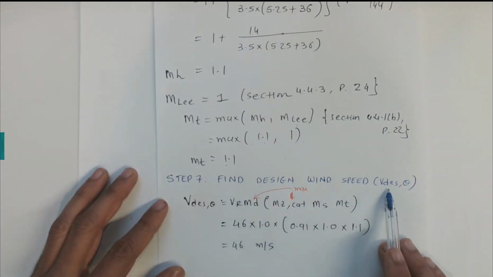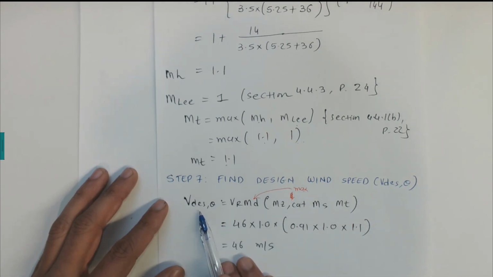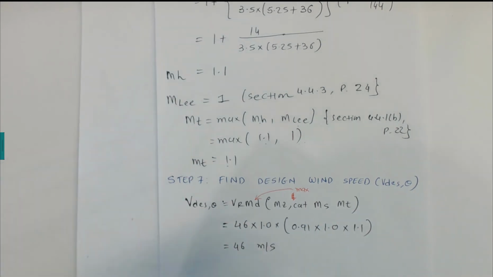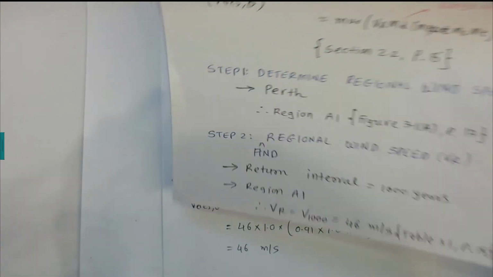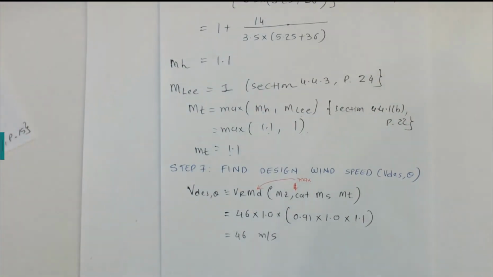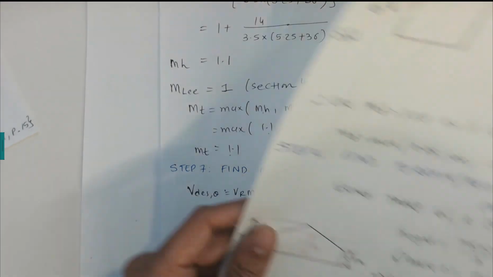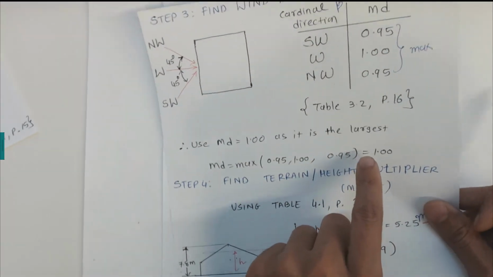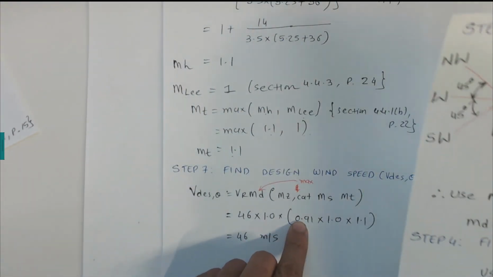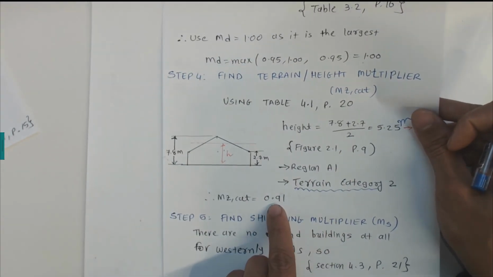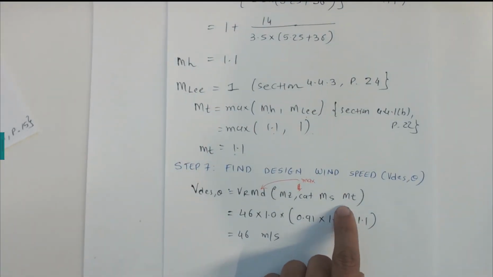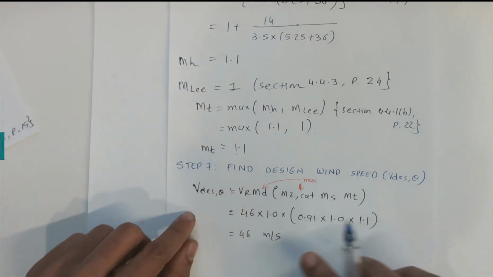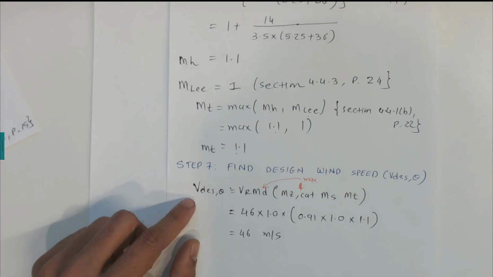Now to find the design wind speed, V design theta, we have an equation: regional wind speed times MD, MZ cat, MS, MT. We found 46 meters per second in the last video. Last video we found that VR is equal to 46 meters per second. MD, we calculated MD equal to 1 in step number 3. MZ cat in step number 4, we calculated 0.91. MS shielding multiplier, we calculated MS equal to 1, and MT we just calculated. Substituting all these values, the calculation gives 46 meters per second. That is the design wind speed.